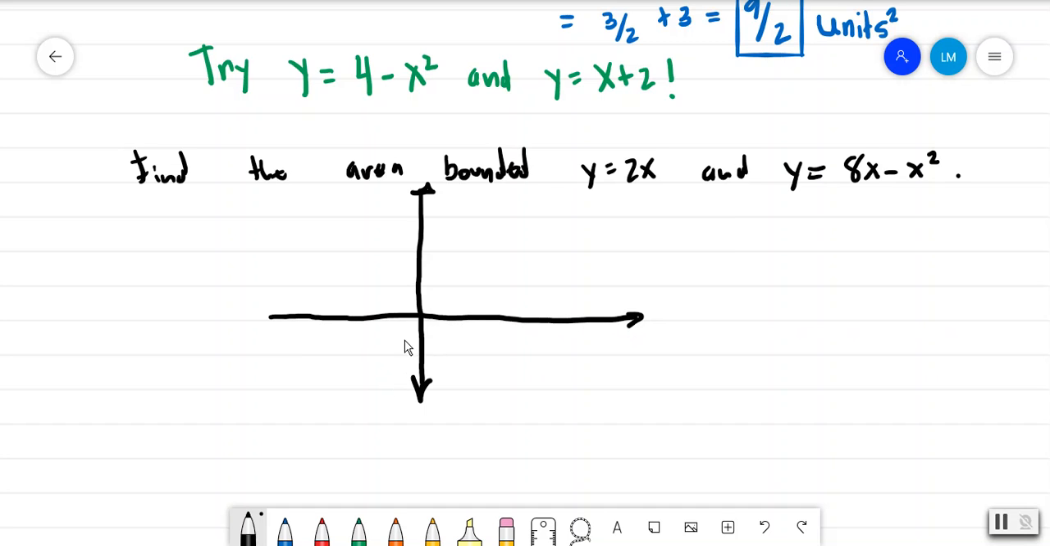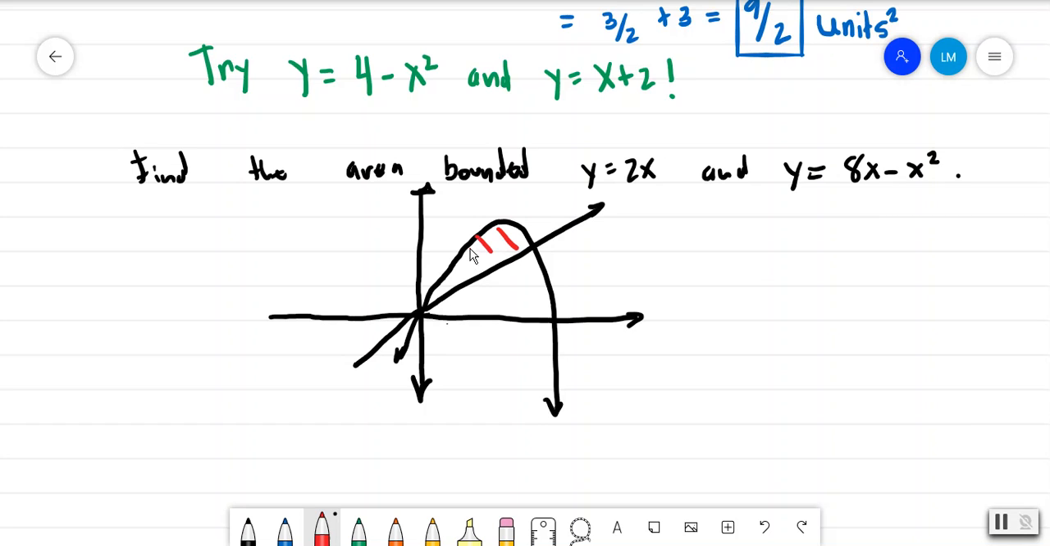So all that I need to do is just draw our parabola. And we'll just draw it like that. And then we need to draw 2x. We'll draw 2x like that, and we'll just say that it's not to scale. So that means that the region that lies beneath the two curves looks something like this.